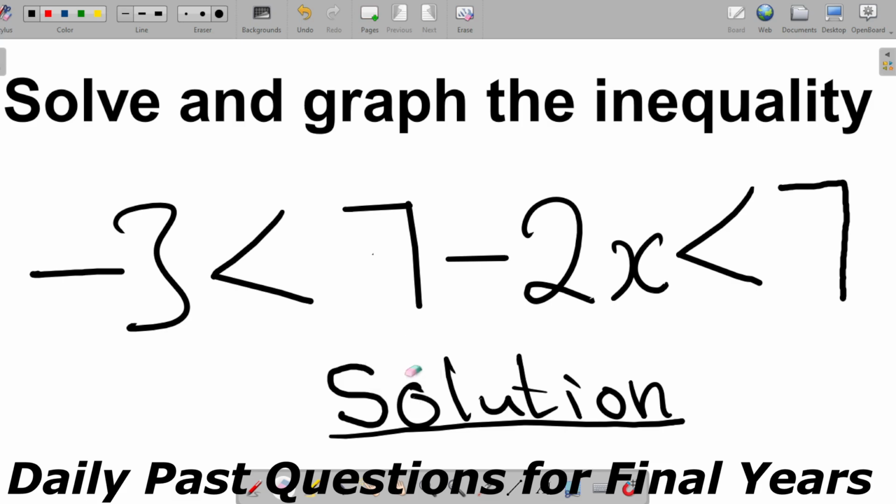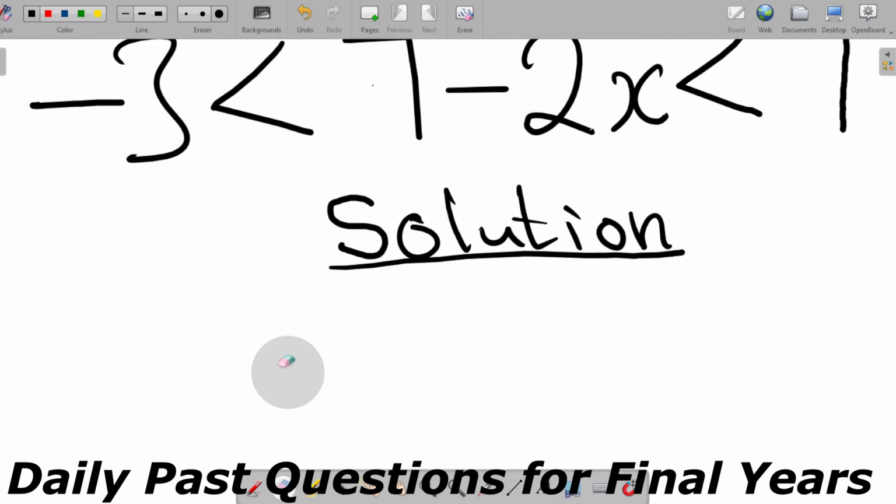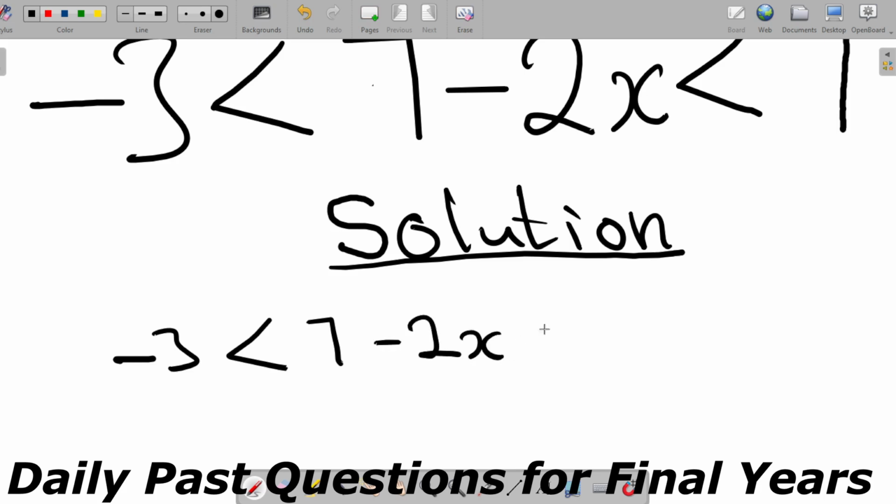So the question is: solve and graph the inequality. So how are you going to do this? First, we are going to solve the question, then we put the answer on the graph. So we have -3 less than 7 - 2x less than or equal to 7.